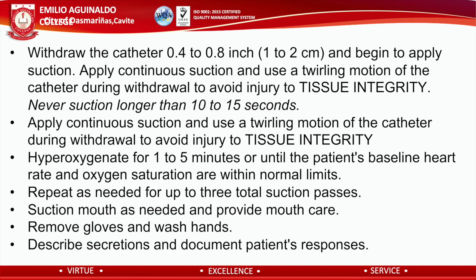Prevent trauma to the mucosa by suctioning only when needed and lubricating the catheter with sterile water or saline before insertion. Apply continuous suction only during catheter withdrawal because intermittent suction does not protect the mucosa and can lead to dropping of secretions in the airway. Use a twirling motion during withdrawal to prevent grabbing of the mucosa.